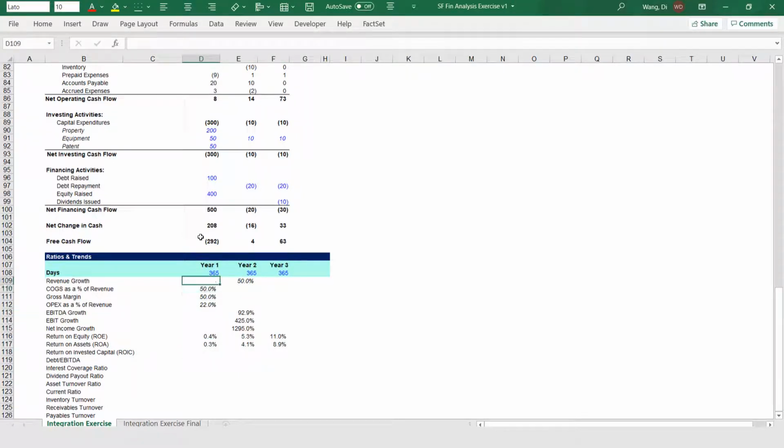Since we are halfway there, we're going to just finish up the rest right here. So we're just going to be copying over our COGS as a percentage of revenue, gross margin and OPEX as a percent of revenue over to the right. And we'll also do the same for revenue growth, EBITDA growth, and EBIT growth as well. And also net income growth.